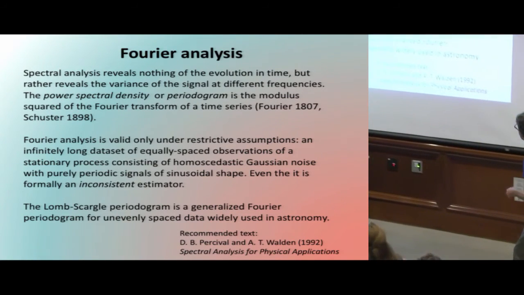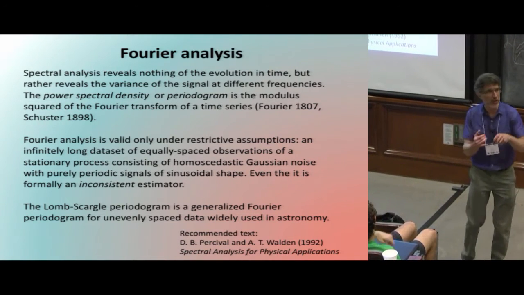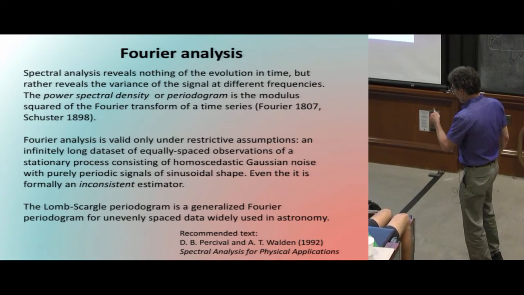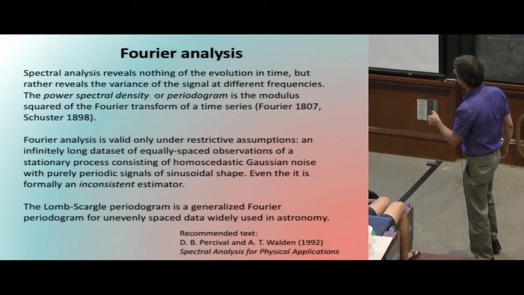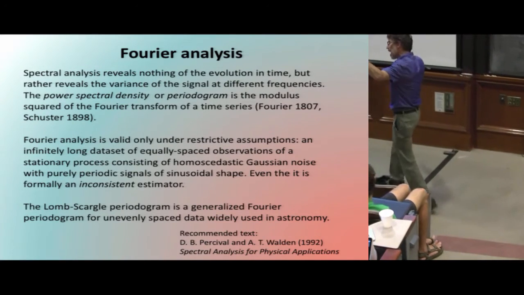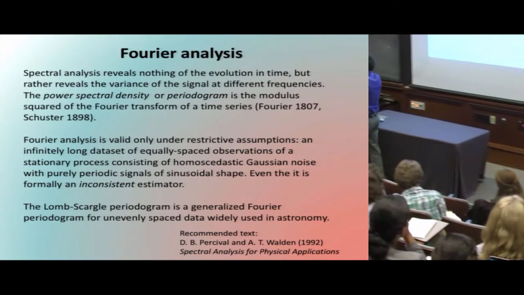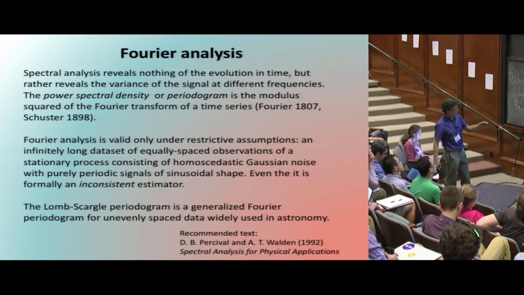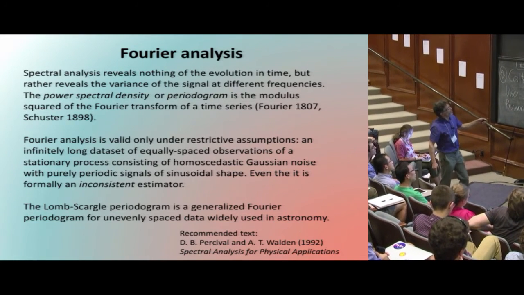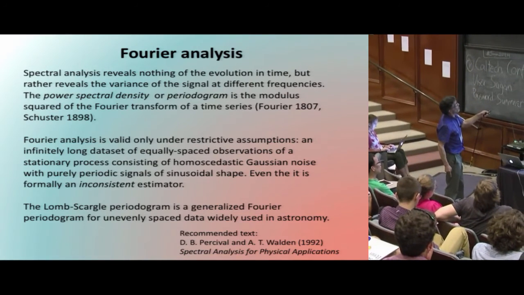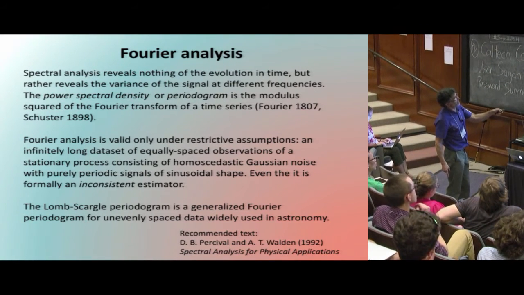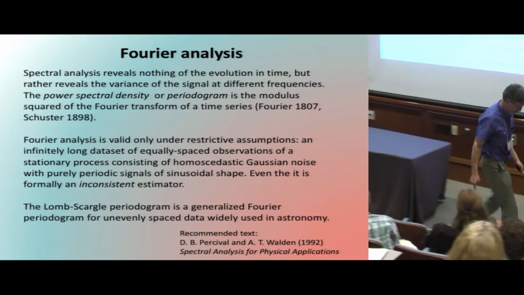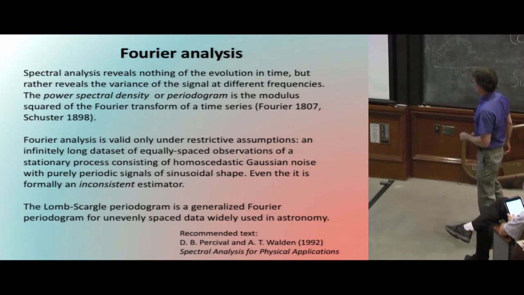It dates back to the early 19th century. It's also called harmonic analysis and spectral analysis, and I don't know the difference between them. Spectral analysis reveals nothing about the evolution in time, but rather takes the entire data, assumes whatever process is stationary, the same throughout, and collects all the power at a given frequency and puts it into a single data point. So the power spectral density, also known as the periodogram, is the modulus squared of the Fourier transform of a time series. Here it is back in the 19th century where it was all defined, and it's all based on powerful theorems of mathematics.